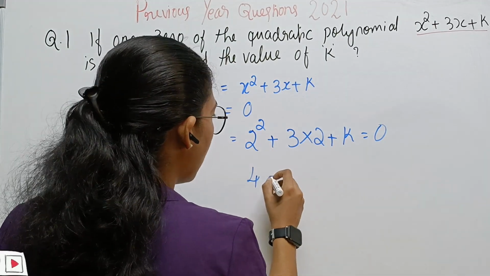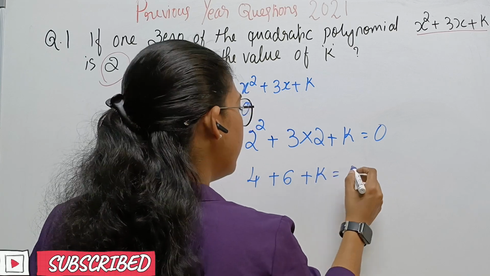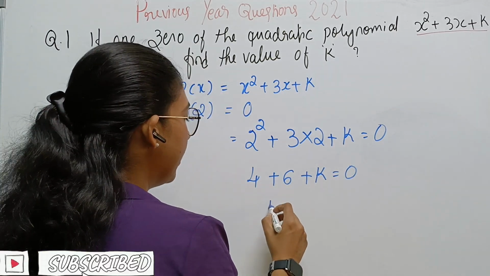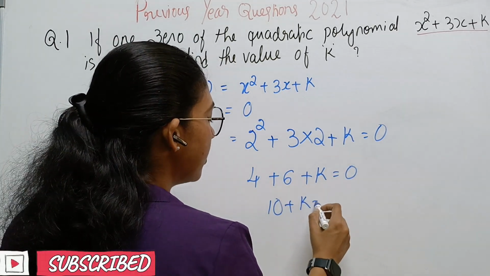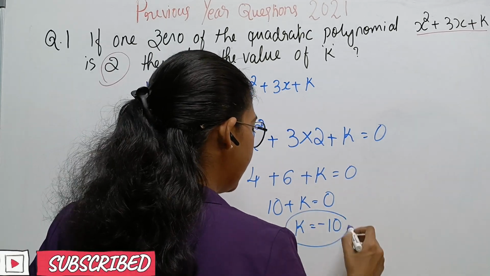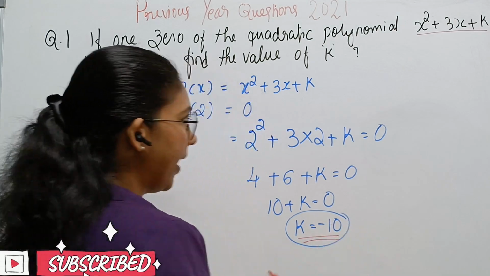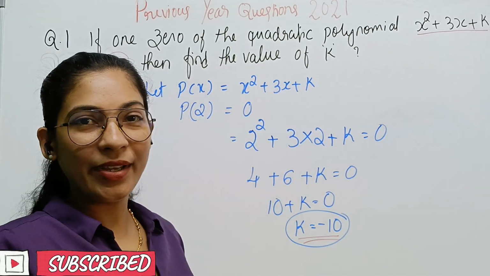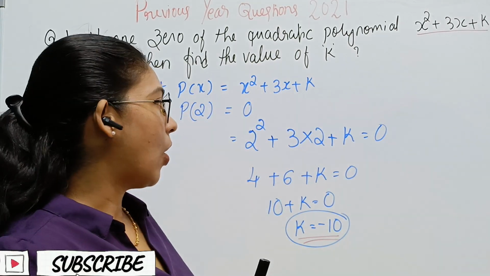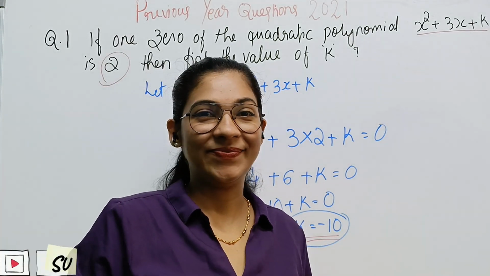Here it is 4 plus 3 times 2, 6, plus k, which is equal to 0. 10 plus k is equal to 0. Then k is equal to minus 10. So minus 10 is the value of k in this polynomial. Simple one. Hope it is clear for you. So let's move on to the next question.